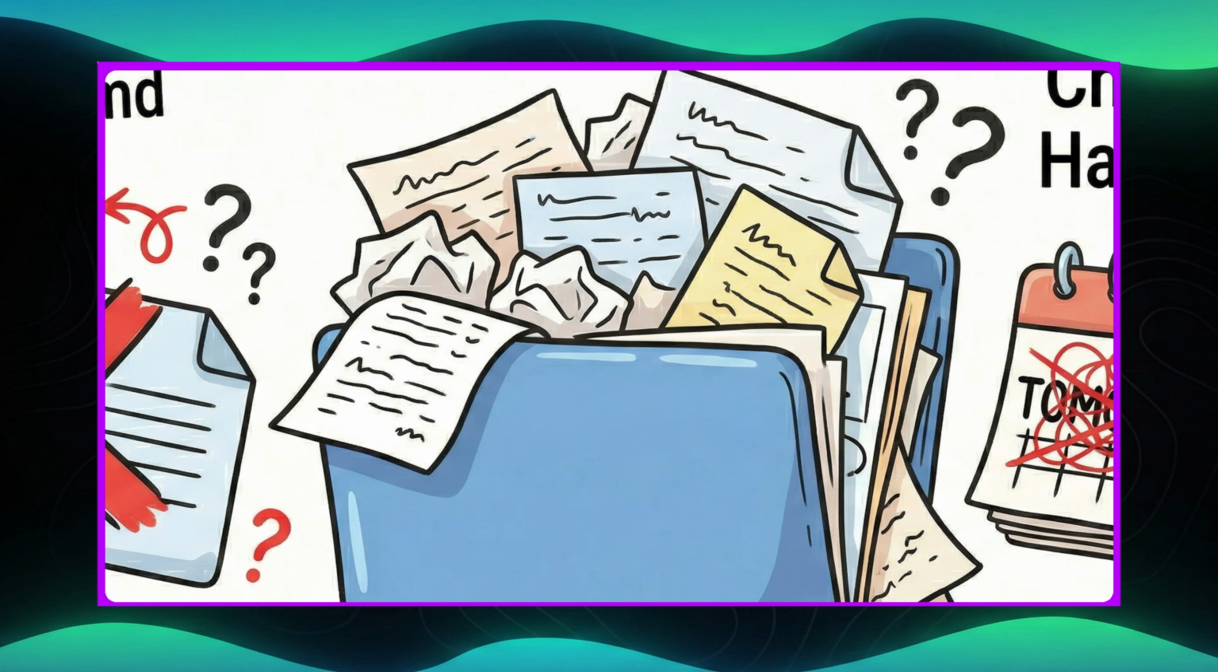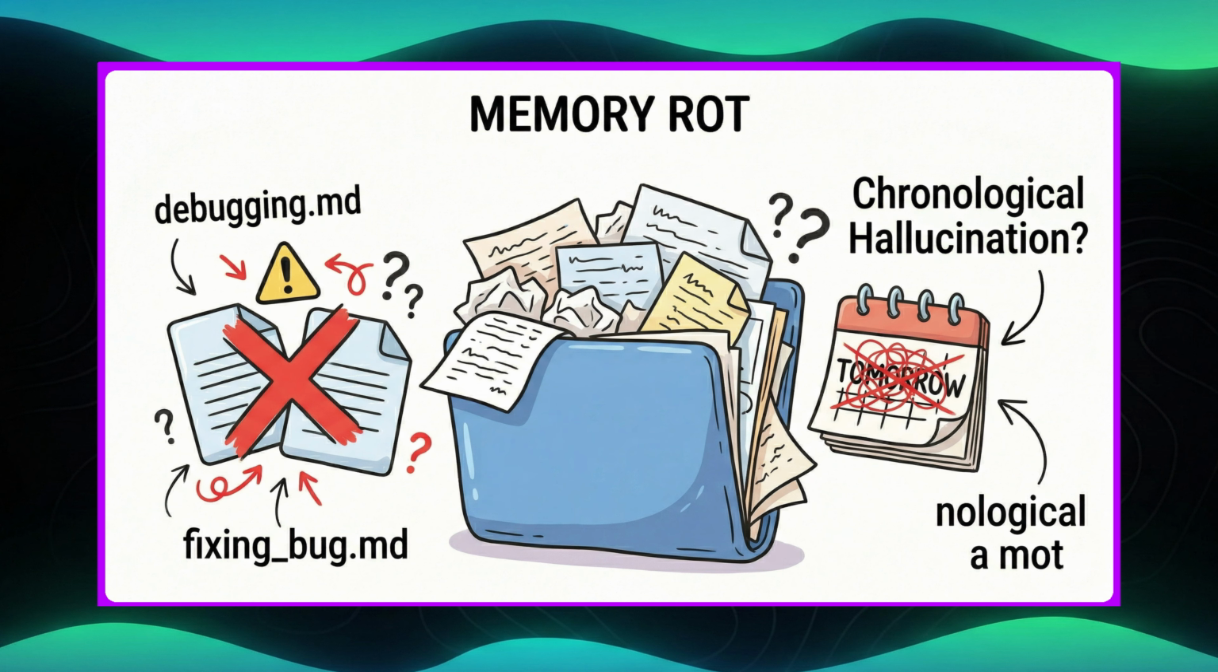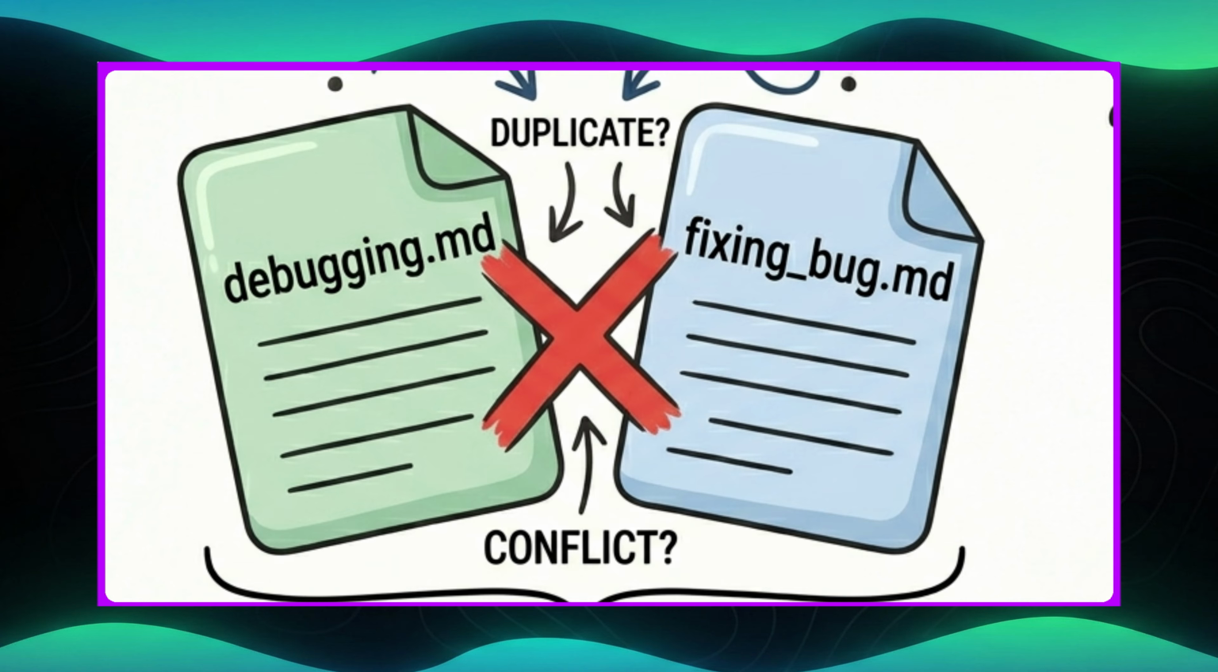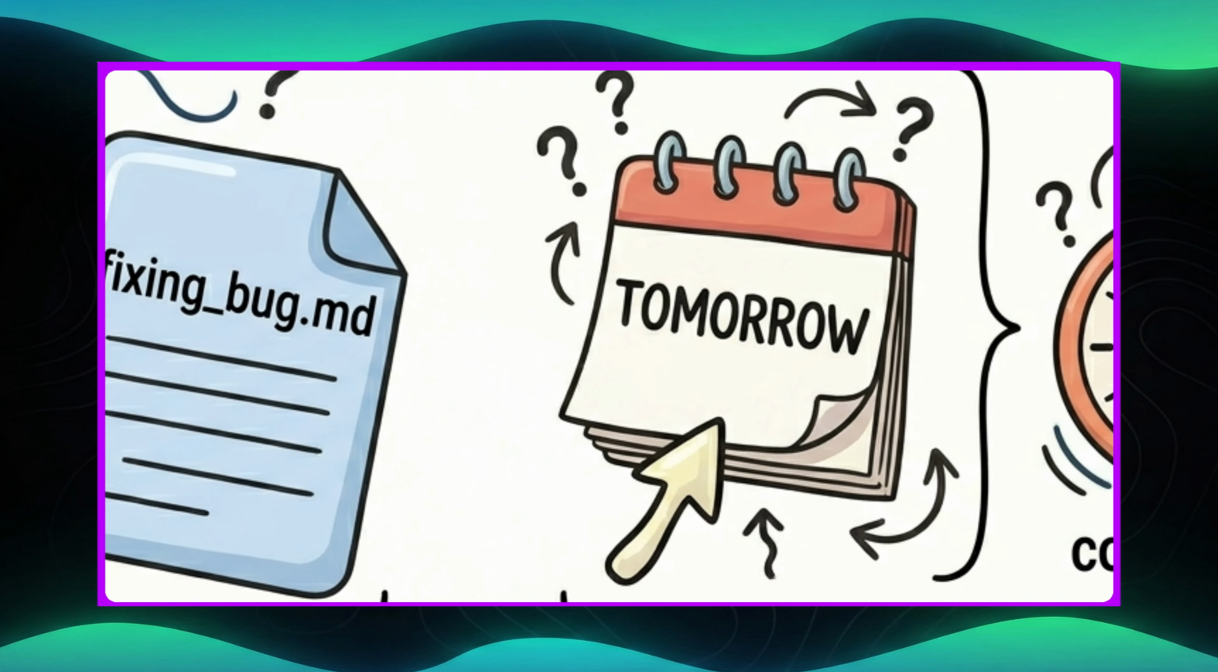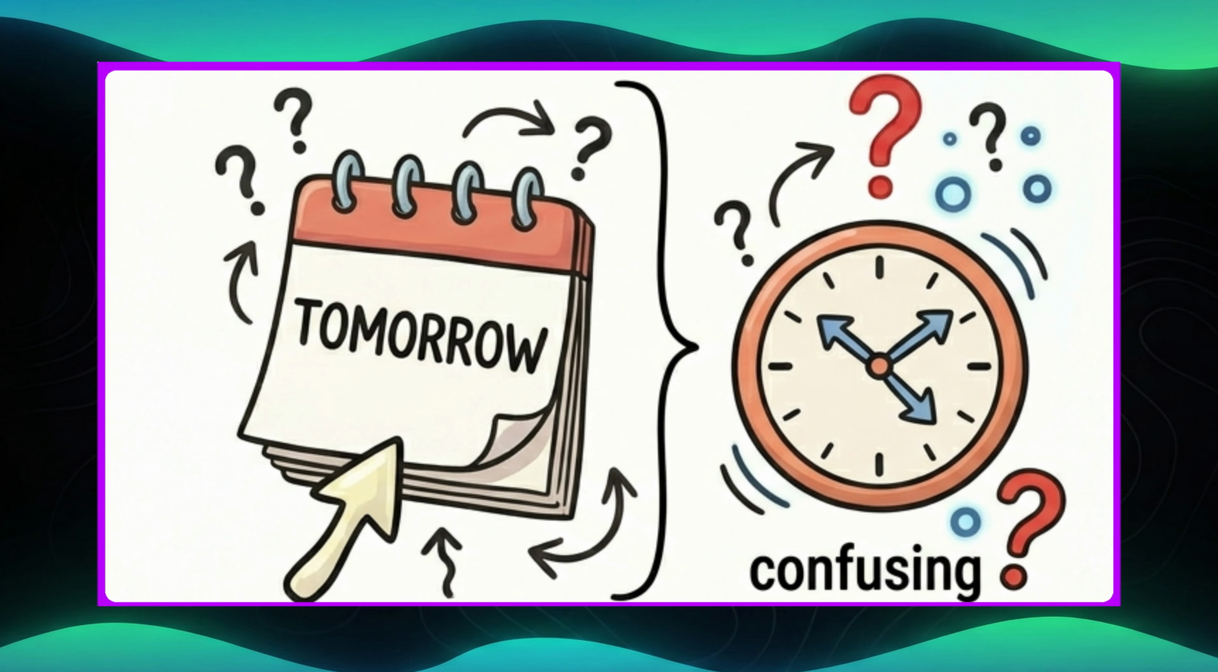So Auto Memory is great, but you're probably wondering, what's wrong with it? Why does it need an update? Over time, Auto Memory gets messy. It suffers from memory rot. Claude might create two files like debugging.md and fixingmajorbug.md that basically cover the exact same thing. This leads to bloated files, duplicate rules, and conflicting instructions. Plus, AI agents love using relative time in their notes, like "tomorrow we will implement this feature." And a week later, "tomorrow" is completely useless. It becomes a chronological hallucination.